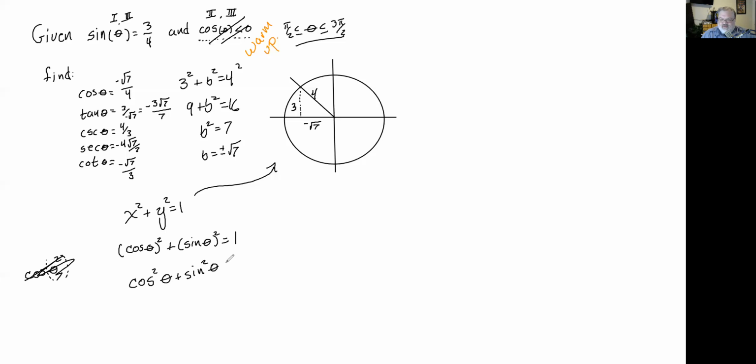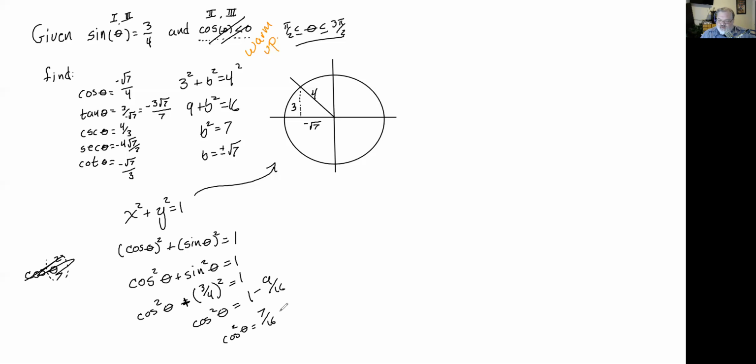So cosine squared theta plus sine squared theta equals 1. We could use this tool as well, since we know the sine is equal to 3/4. We could certainly use this to solve for the cosine of theta. Oops, that should be a plus. So the cosine squared of theta is equal to 1 minus this square, so 1 minus 9/16. That would be 7/16. Cosine squared of theta equals 7/16.